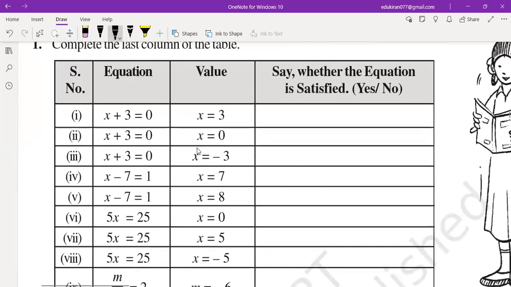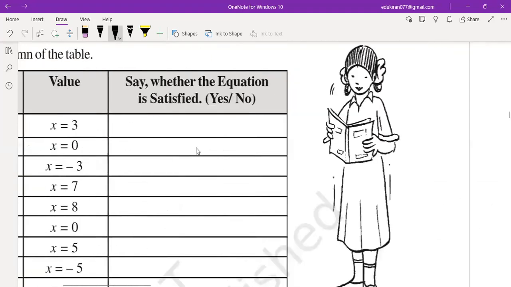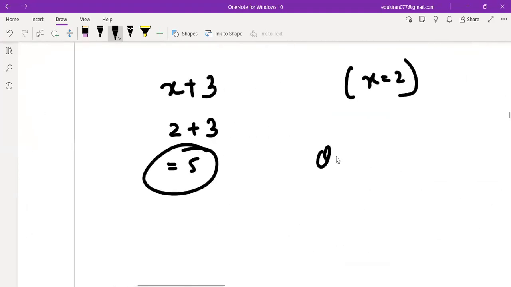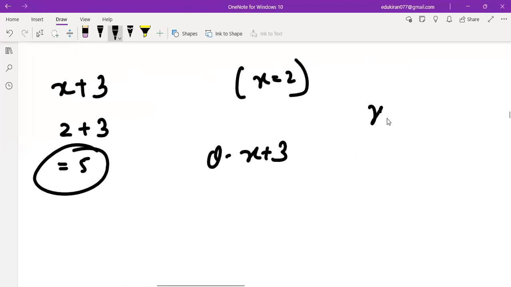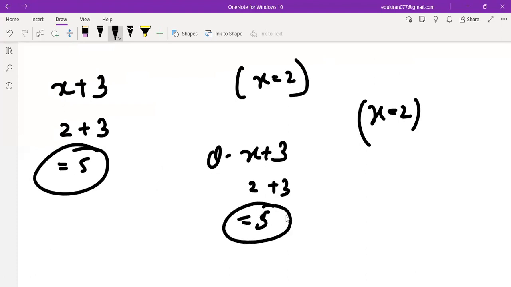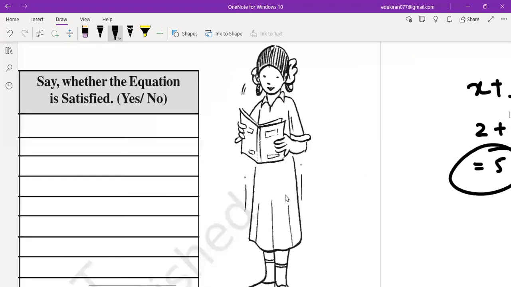Can you explain again? I didn't get it. See, the question is x plus 3. And over here, x equals to 2. The value of x is 2. So it is 2 plus 3. So your answer is 5. Clear? So whatever value of x is given, you have to put that value instead of x and you will get your answer. Okay?